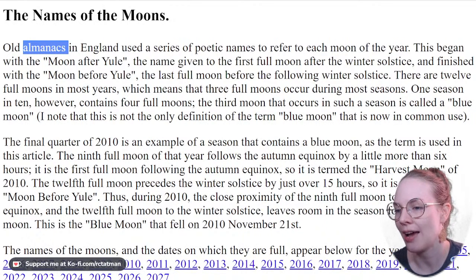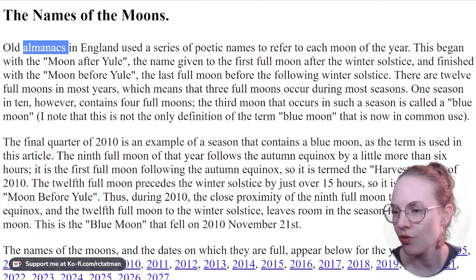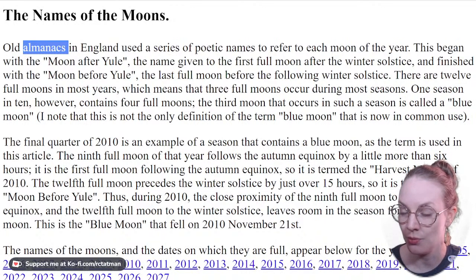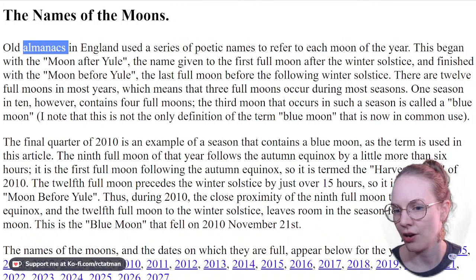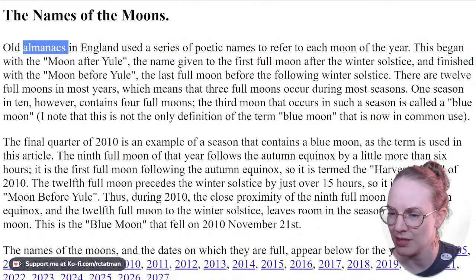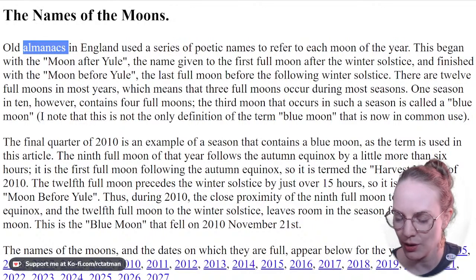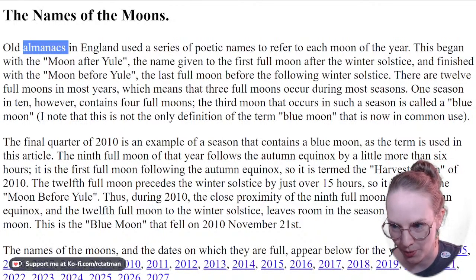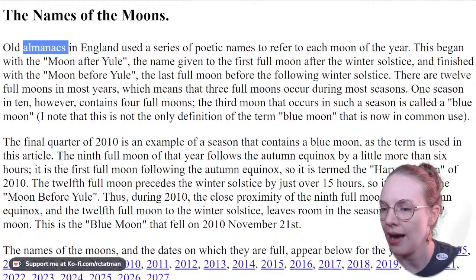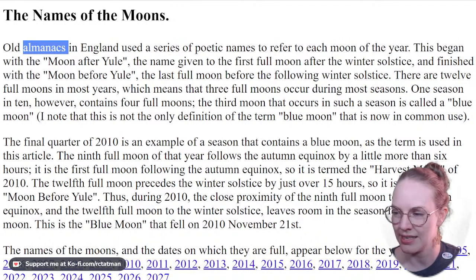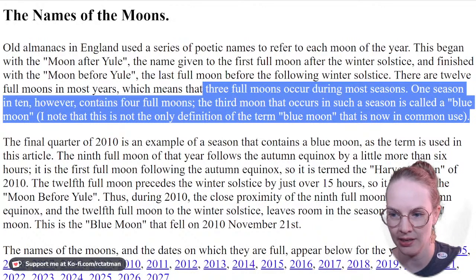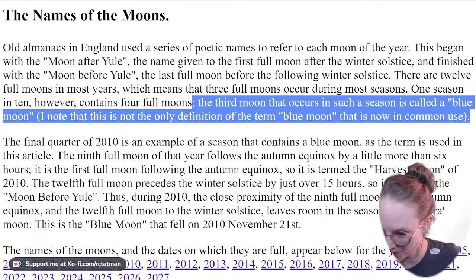This begins with the moon after Yule, the name given to the first full moon after the winter solstice, and finished with the moon before Yule, the last full moon before the following winter solstice. There are 12 full moons in most years, which means that 3 full moons occur during most seasons. One season in 10, however, contains four full moons. The third moon that occurs in such a season is now called a blue moon. I note that this is not the only definition of the term blue moon that is now in common use. This is my use.